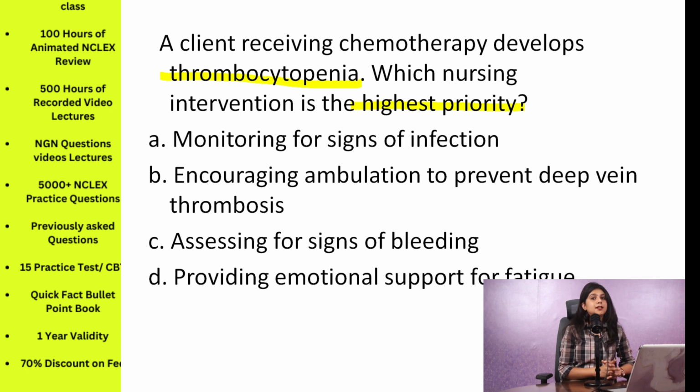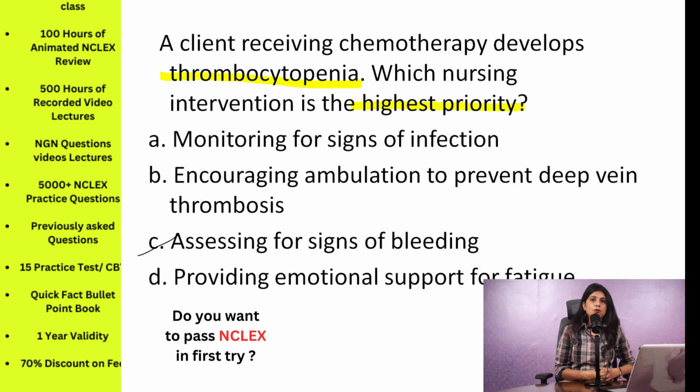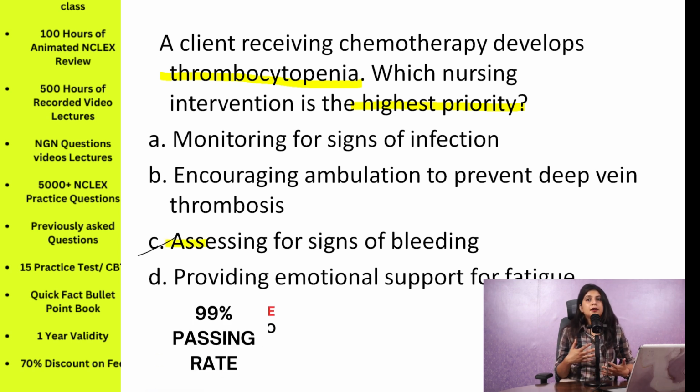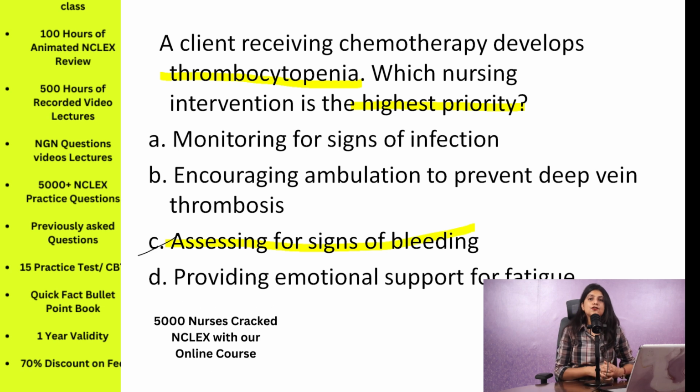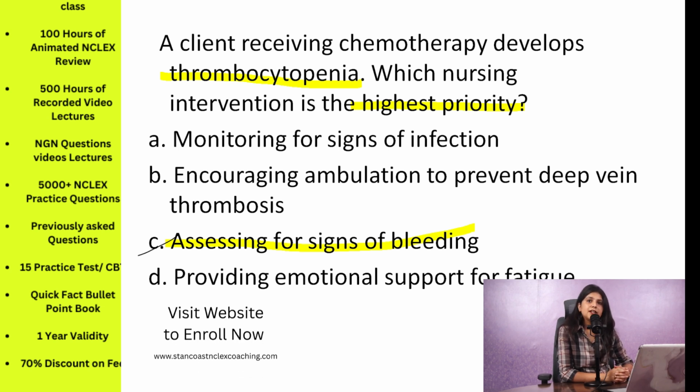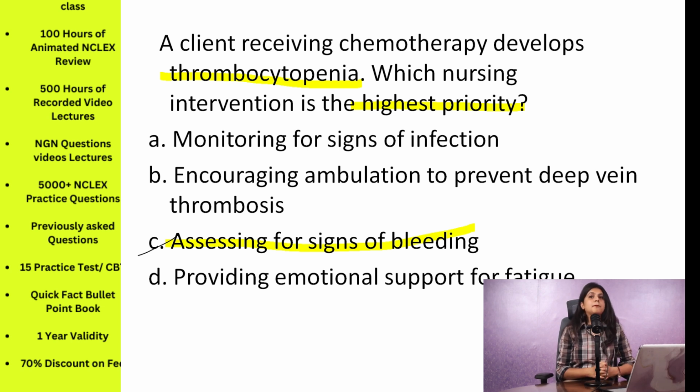Answer. C. Rationale. Thrombocytopenia, low platelet count, increases the risk of bleeding. Monitoring for petechiae, bruising, and signs of internal bleeding is essential. Infection monitoring is important for leukopenia, and ambulation is more relevant for preventing deep vein thrombosis, DVT. Fatigue management is supportive, but not the top priority.